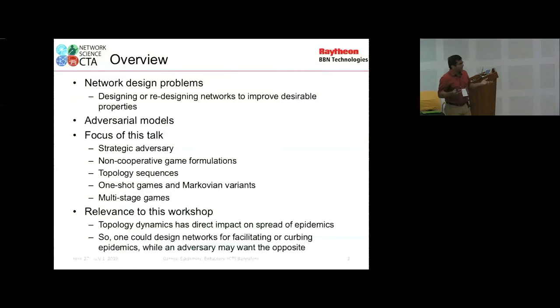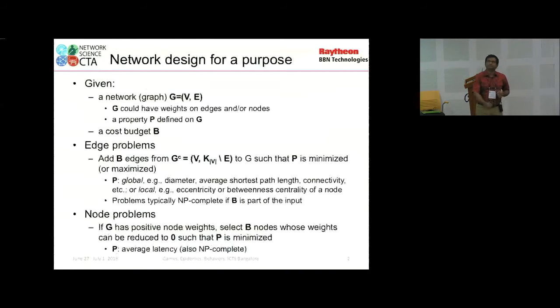So the relevance to this workshop is clearly the games part of the workshop, but it may also fit the epidemic part of the workshop, because you may imagine a scenario where an adversary wants to prevent you from spreading information and you want to spread information as far as you can. And those types of scenarios can potentially be modeled in this type of topology control framework.